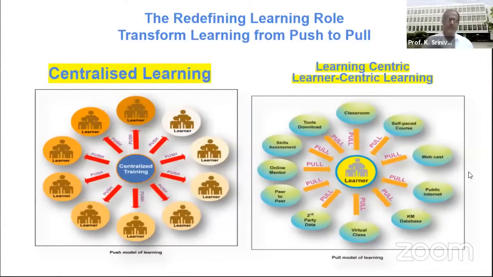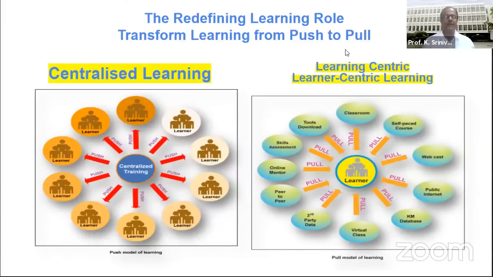So what is to be expected to happen? In some cases it has been happening. Look at the first model. We call it a centralized learning model, where we call it a push mode of a learner from the teacher's point of view. The teacher will be in the center and keeps on pushing.